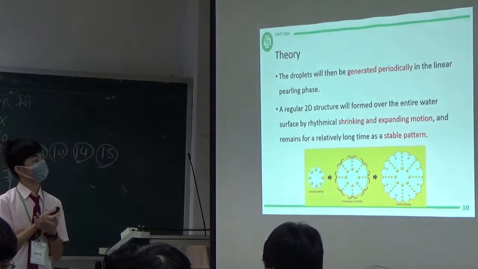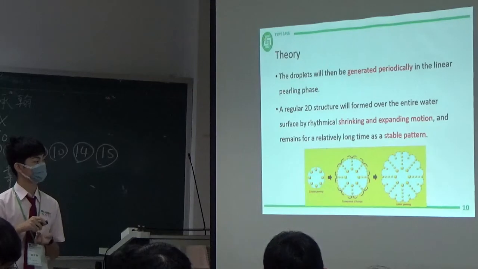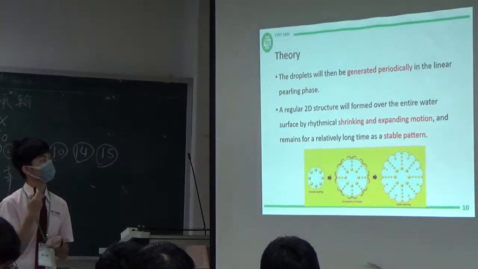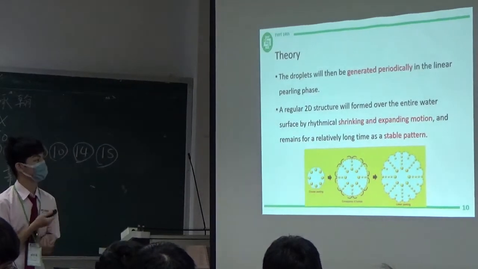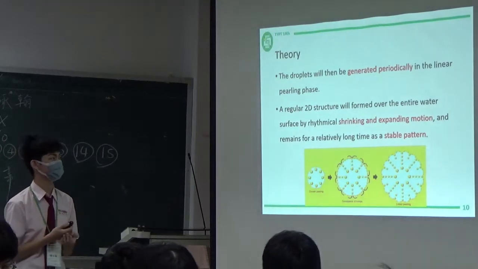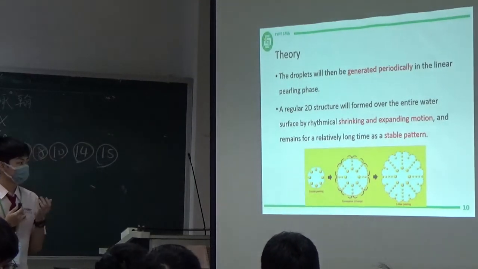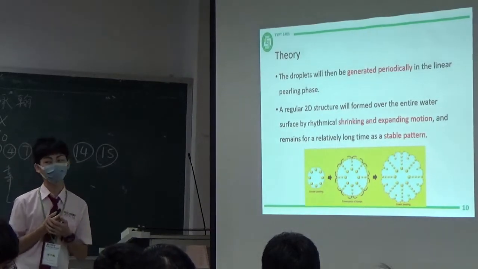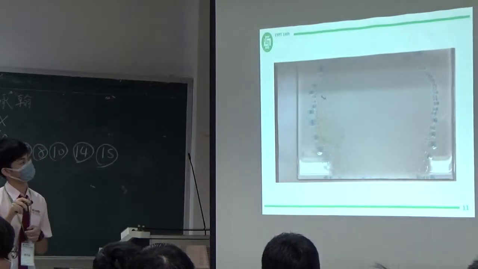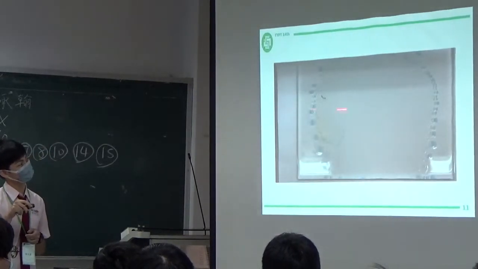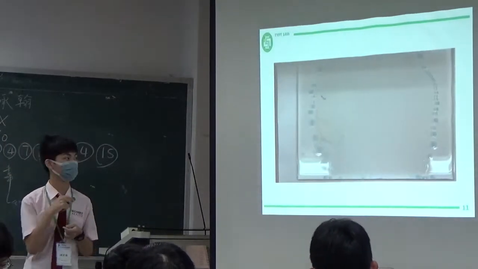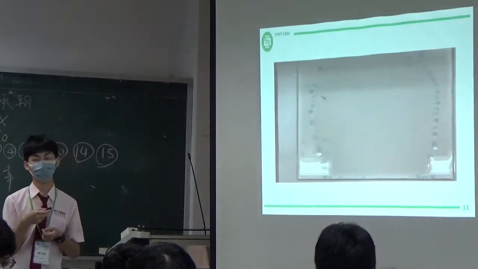The droplets will then be generated periodically in the linear curling phase, like here's the circular curling phase, and then we move on to the linear curling phase. At last, a regular 2D structure will form over the entire water surface by rhythmical shrinking and expanding motion, and remains for a relatively long time as a stable pattern. So as we can see, it starts to evaporate, then curling, the linear curling state, and then it stays at that status for a rather long time compared to all the states before.